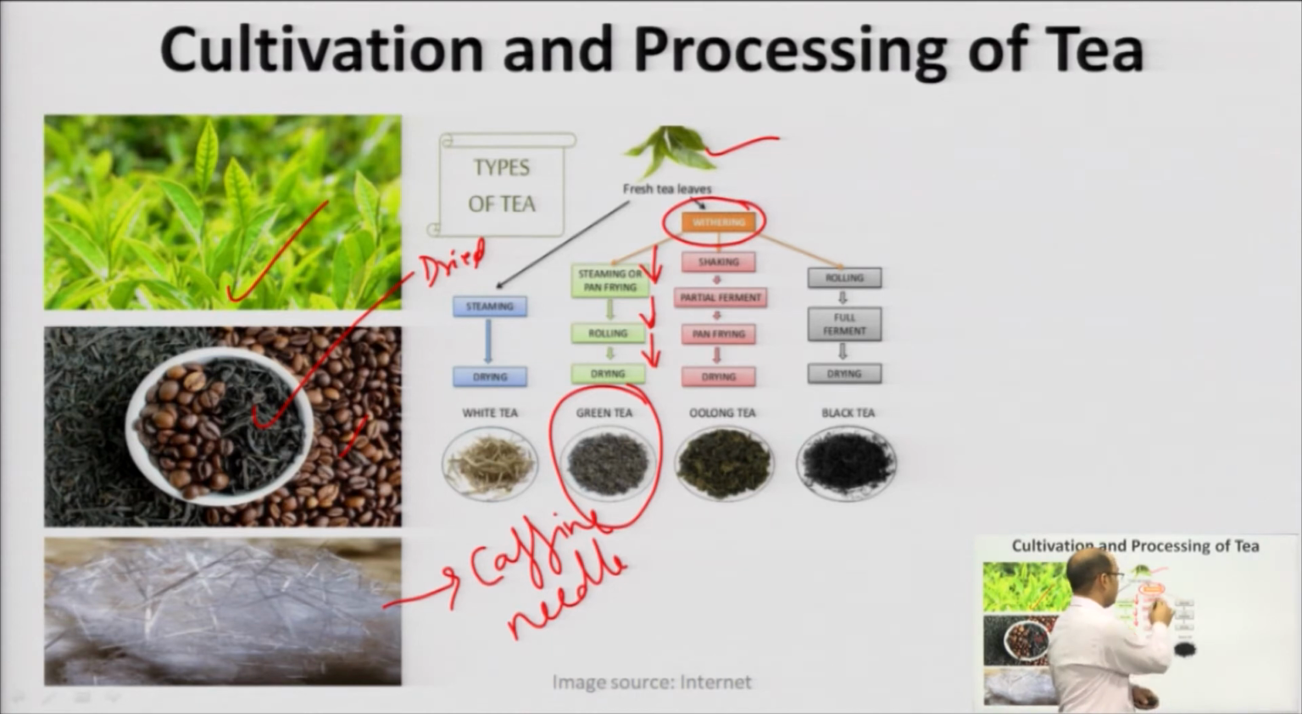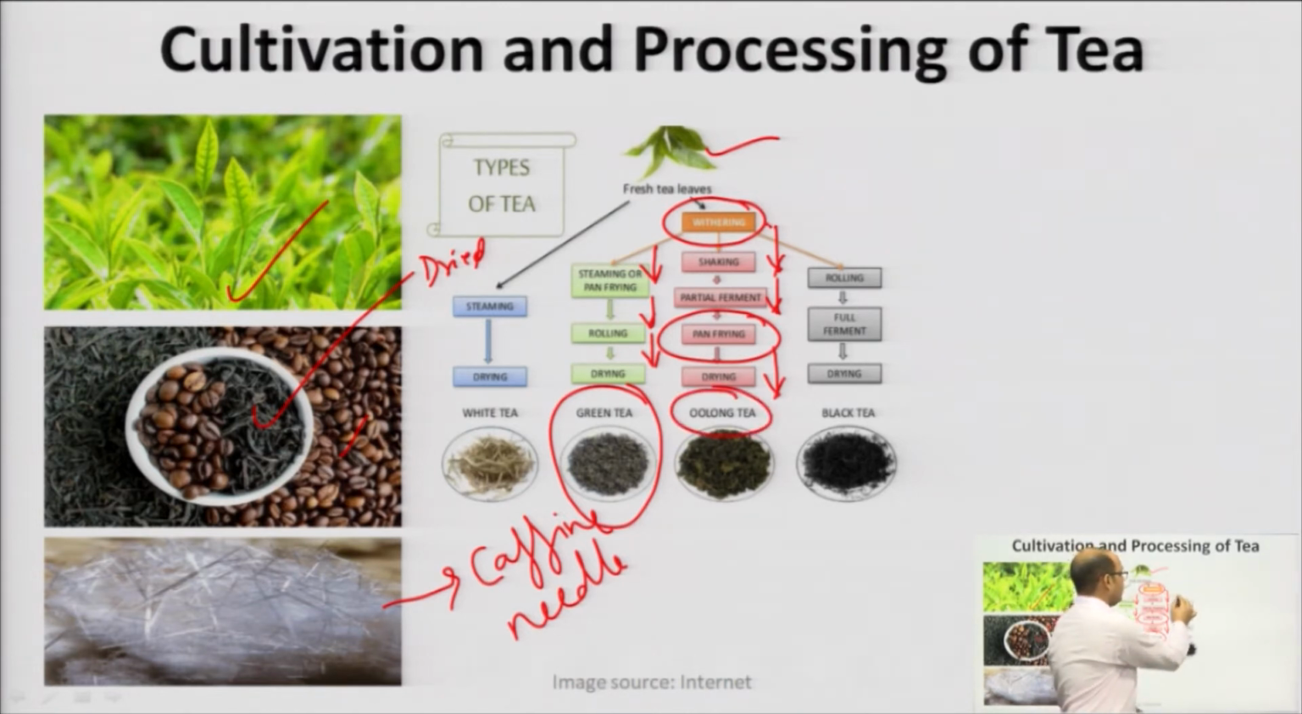If you want to prepare oolong tea, then you have to treat the withered leaf. You have to shake them, you have to ferment them. Partial fermentation is involved in the case of oolong tea. After partial fermentation, you have to pan fry the leaves and then dry, and this will give you the oolong tea.